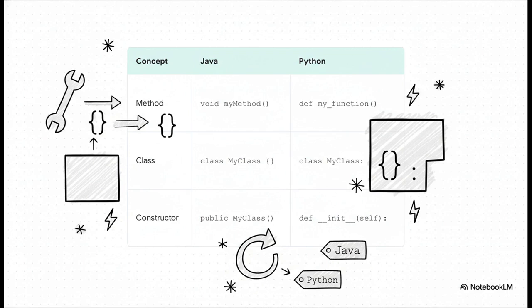Now, the constructor, this is the interesting one. Instead of a method named after the class, Python uses a special method called __init__. We call these dunder methods for a double underscore. And see that first parameter, self? Just think of self as Python's version of the this keyword in Java. It's how an object refers back to itself.